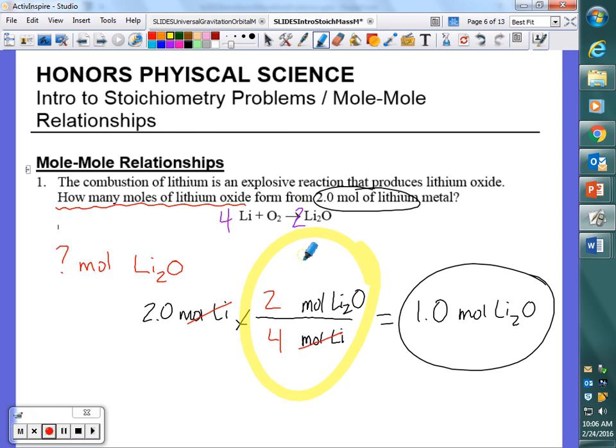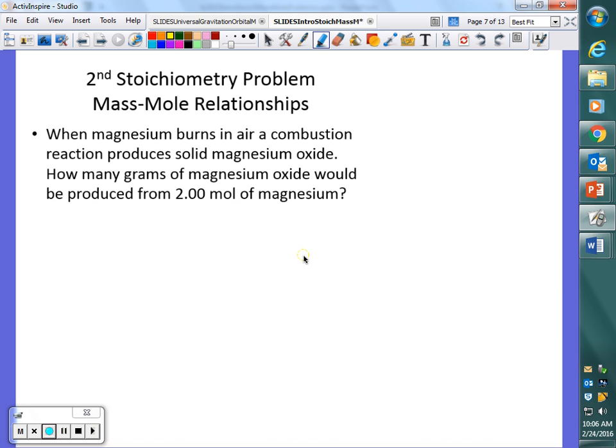So take a look at your outline. On the back of the outline, the problem that shows up on the very top of the back page, Roman numeral number 3, letter A, says: when magnesium burns in air, a combustion reaction produces solid magnesium oxide. How many grams of magnesium oxide would be produced from 2 moles of magnesium?